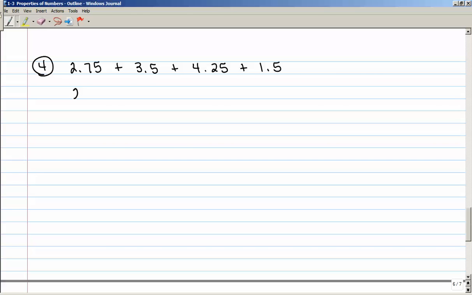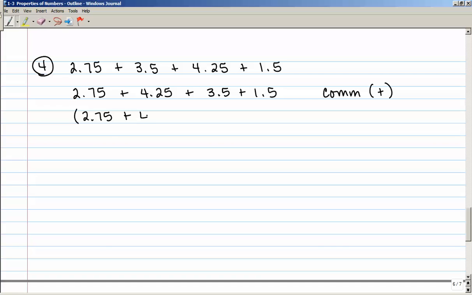So I'm going to rearrange these so that my number that ends in the 0.75 and my number that ends in the 0.25 are next to each other. And my two numbers that end with 0.5 are next to each other. And again, that's the commutative property, because I rearranged or commuted the numbers around. Now I'm going to put parentheses around the ones that I want to kind of force myself to add first. So I'm going to add those two, and then I'll add my third and fourth numbers here. And anytime I put parentheses around something, it's the associative property, and in this case of addition.